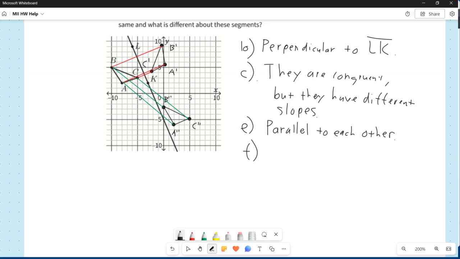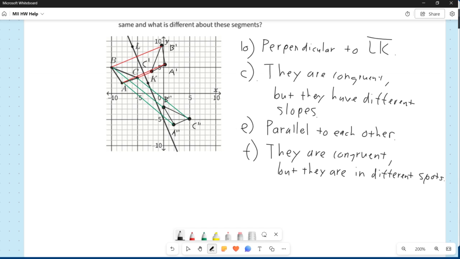Well, again, just like C, they are congruent. So the size of the triangle did not change. The side lengths did not change, but they are in different spots. Right? The orientation of the triangle is the same, and it's the same size. It's just it moved from quadrant 2 to quadrant 4. That's all. Other than that, it's basically the same triangle.